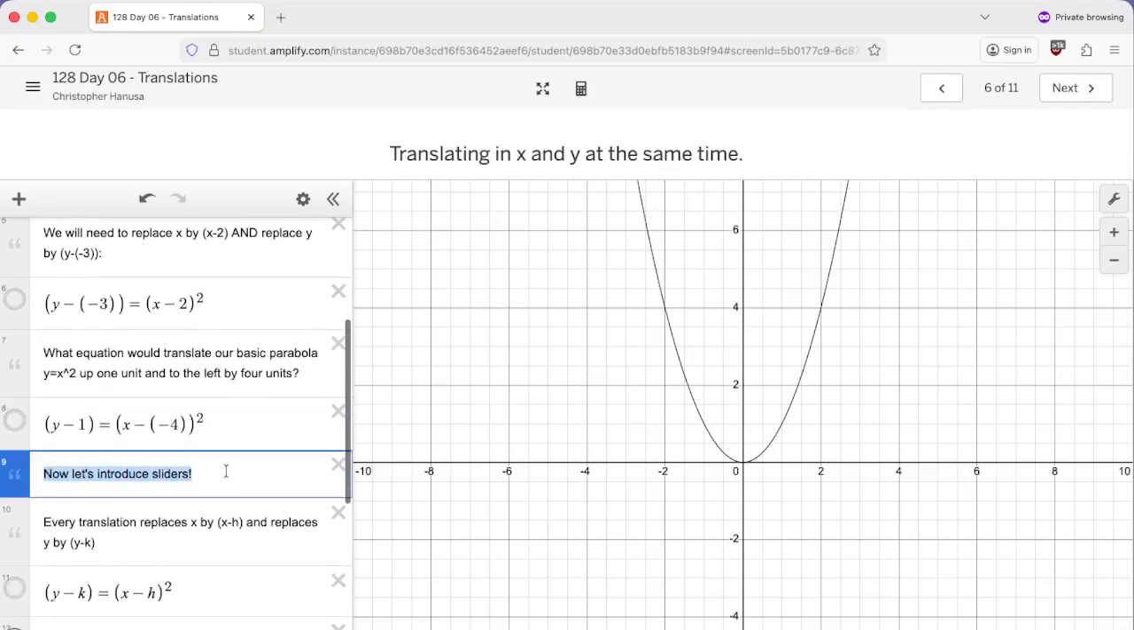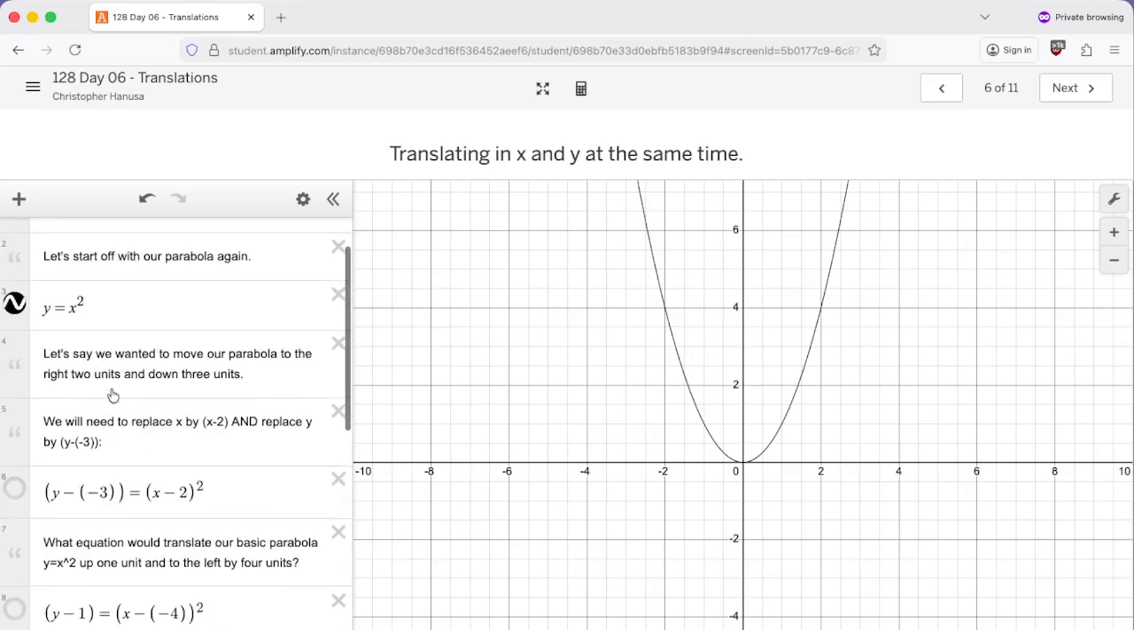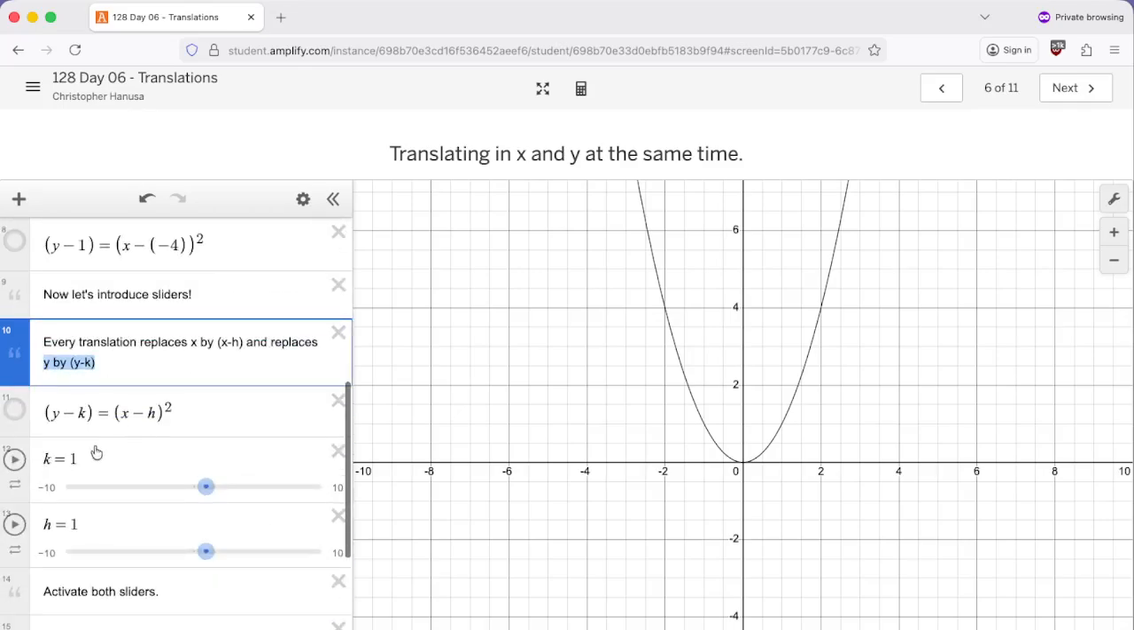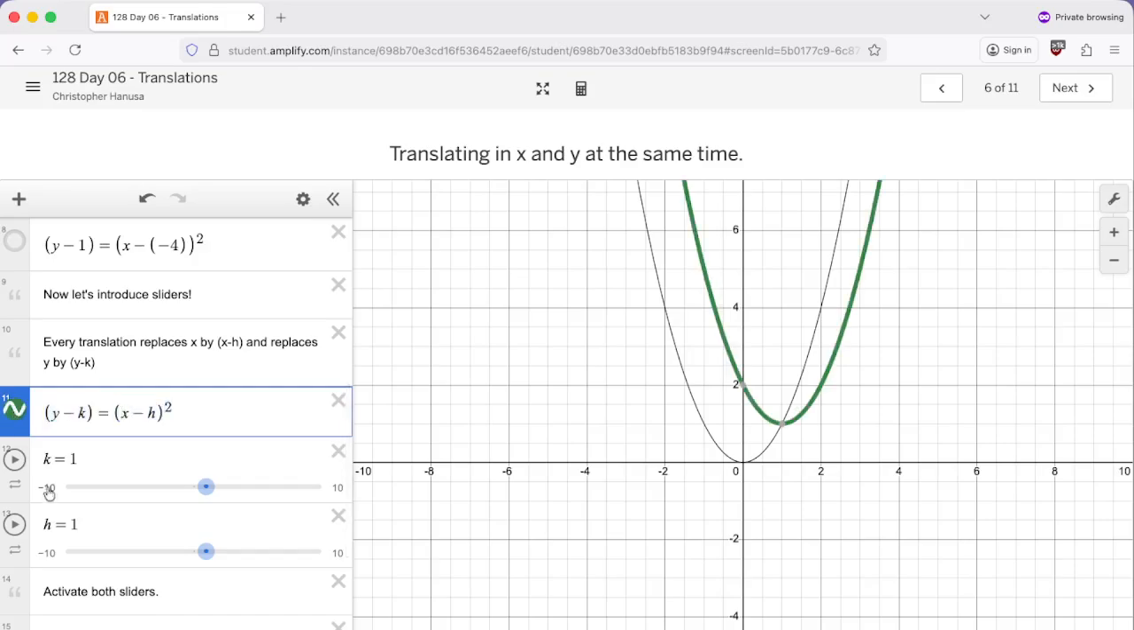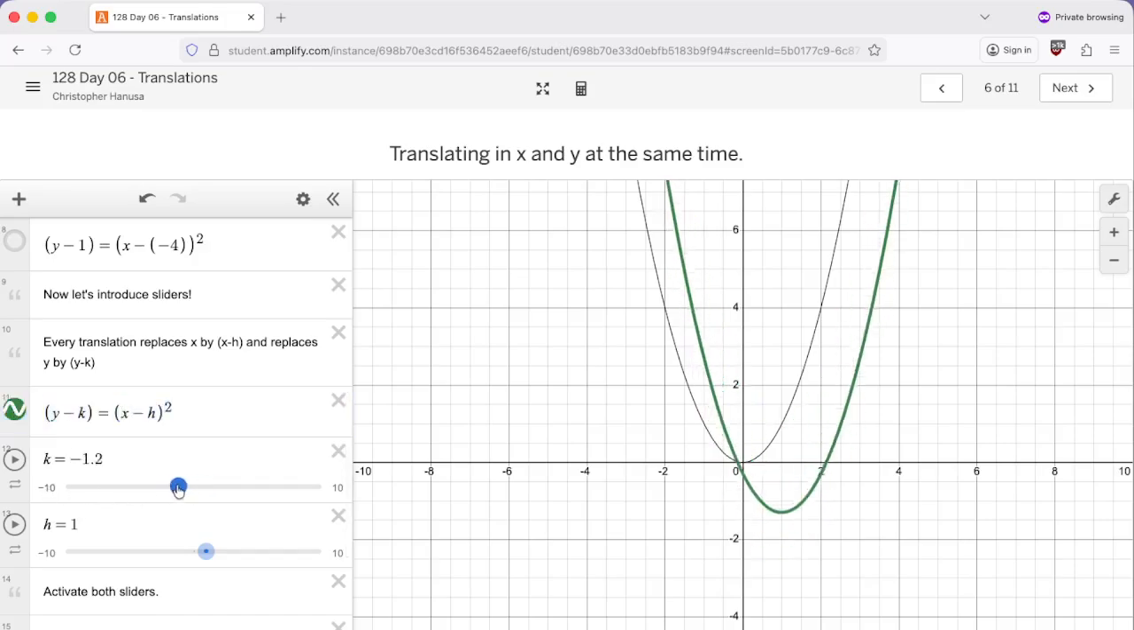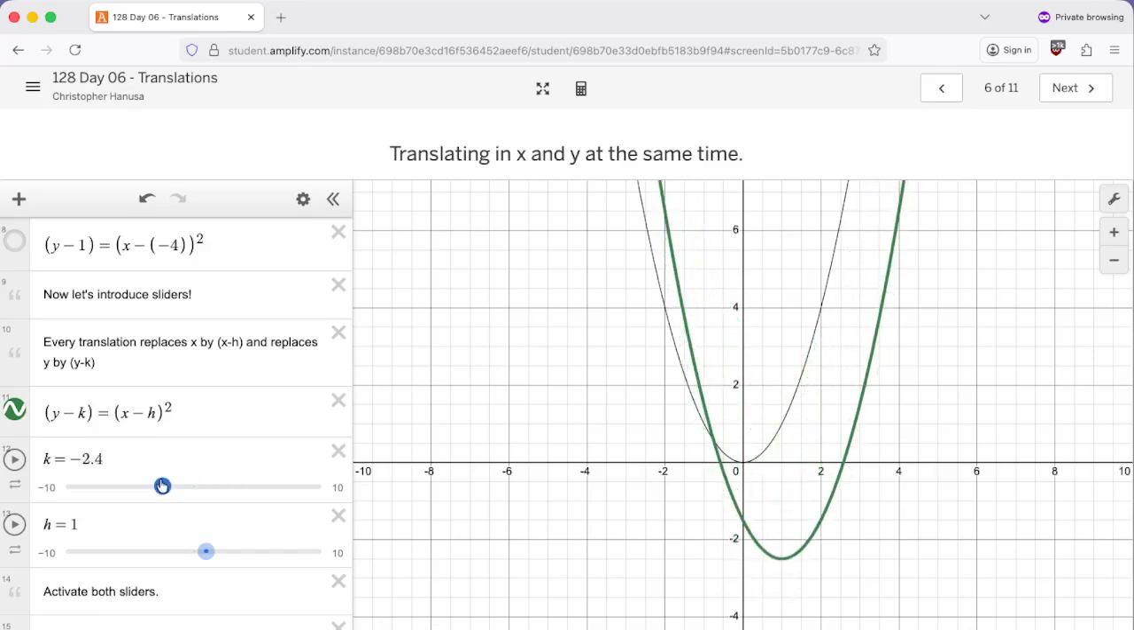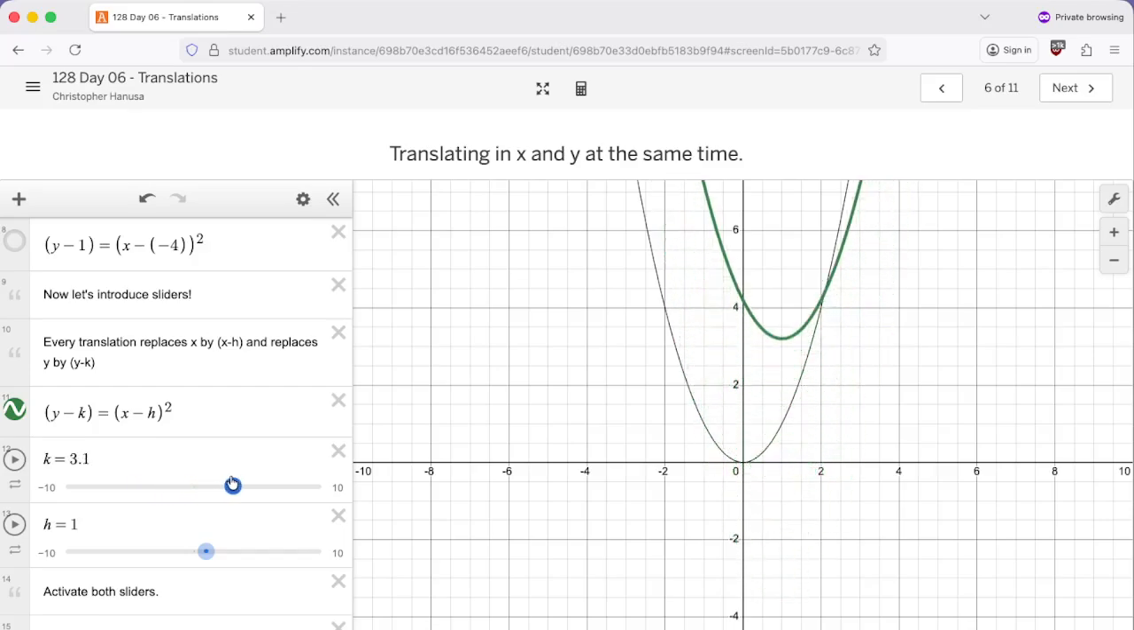Let's put in some sliders. Every translation replaces x by x minus h and y by y minus k. So if we've taken y equals x squared, y becomes y minus k, x becomes x minus h. And now if you look at this, we can move things in the vertical direction and move things in the horizontal direction.